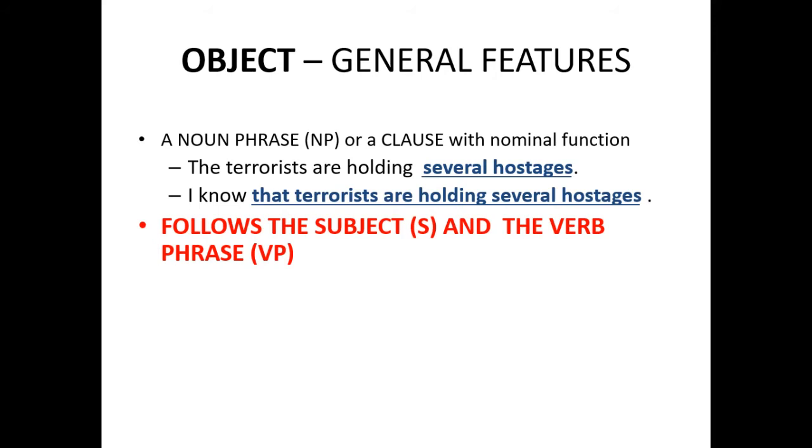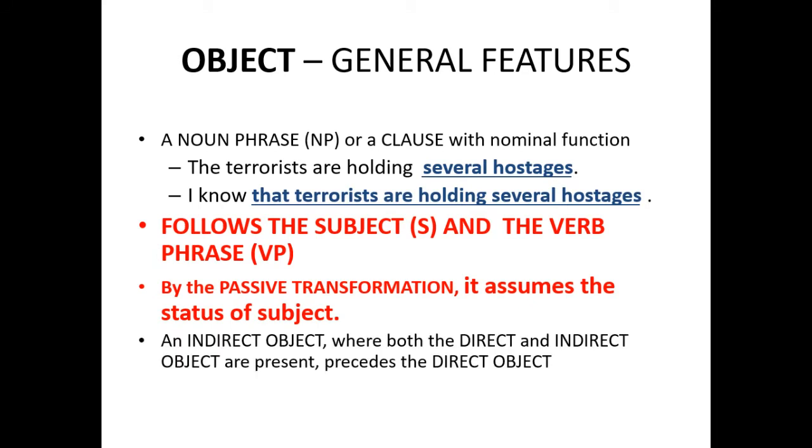If you cannot identify the object, the best test you can use is to do the passive transformation. So if, for example, you have the terrorists are holding several hostages, you can say several hostages are being held by the terrorists. The fact that the active object becomes the passive subject helps you identify it. So it also works with constructions that have two objects. So for example, when you say John gave Mary a bunch of flowers, you can say Mary was given a bunch of flowers by John, or a bunch of flowers was given to Mary by John. So it works with both direct and indirect objects.